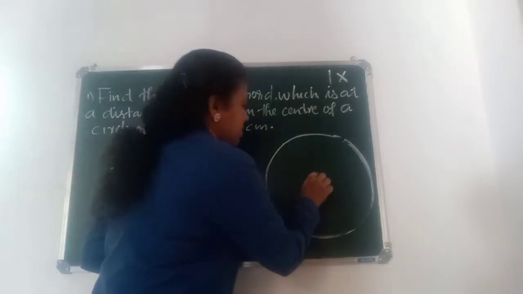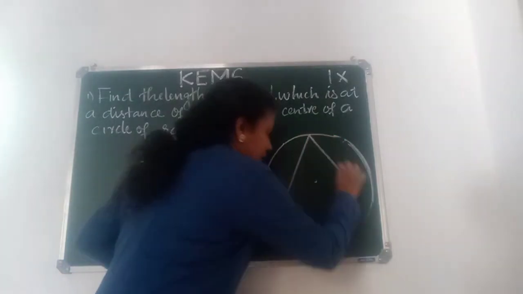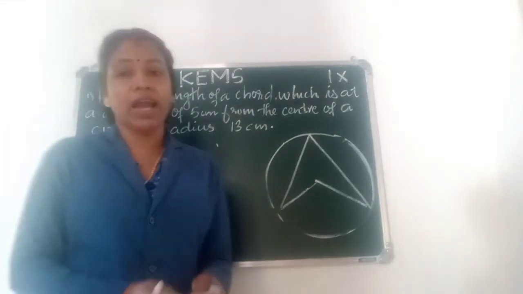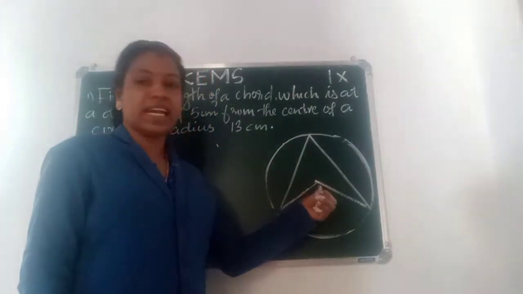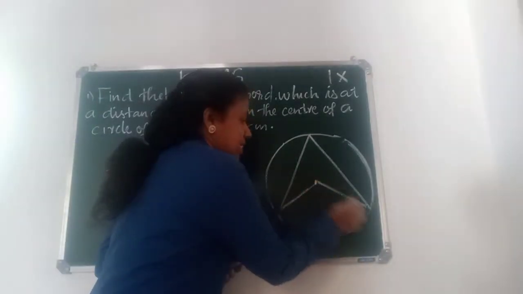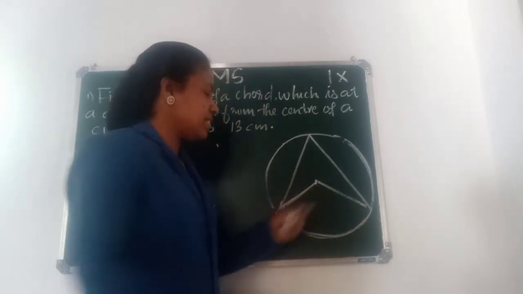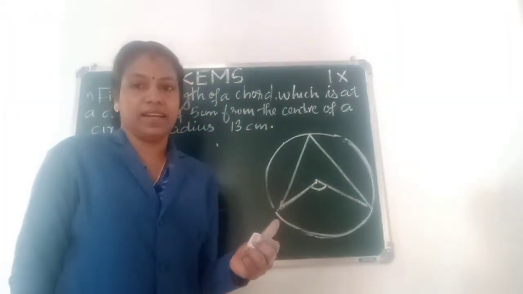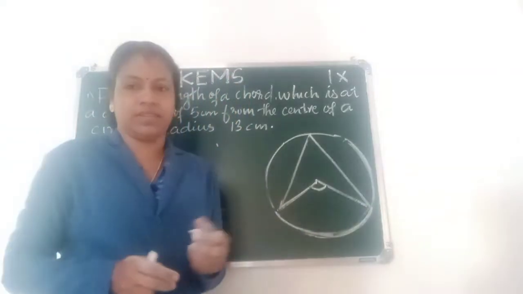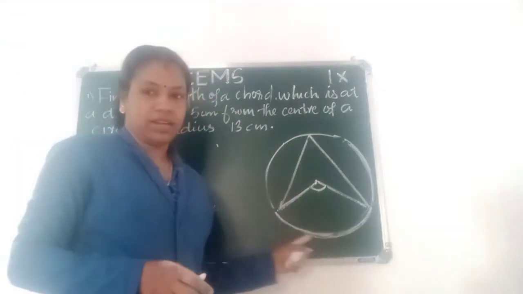An angle subtended by an arc at the center is double the angle subtended by it at any point on the remaining part of the circle. So this is the central angle. An angle subtended by an arc at the center is called the central angle. So this is the arc, and it subtends the central angle here. This is another angle subtended by the same arc. These are the two angles subtended by the arc.